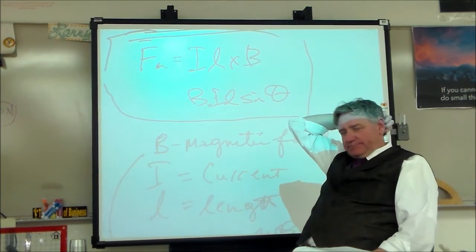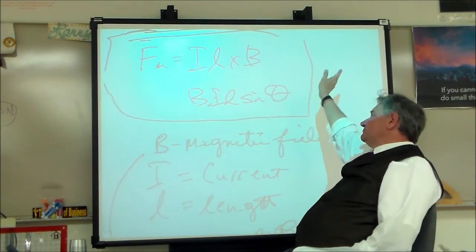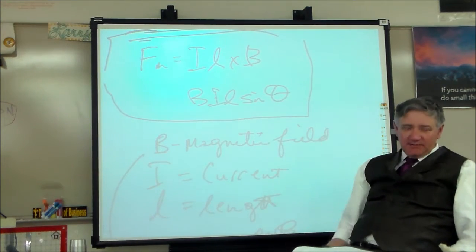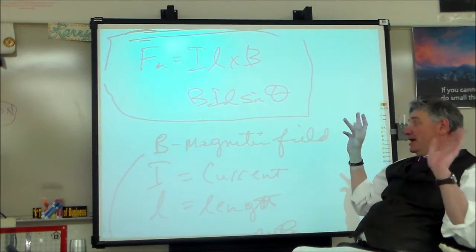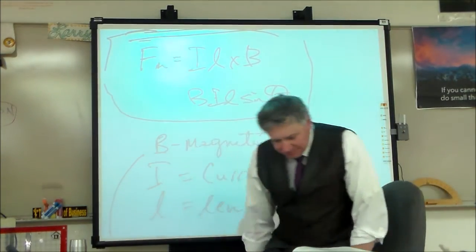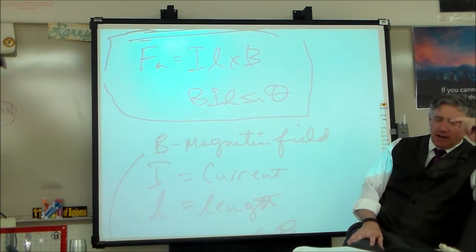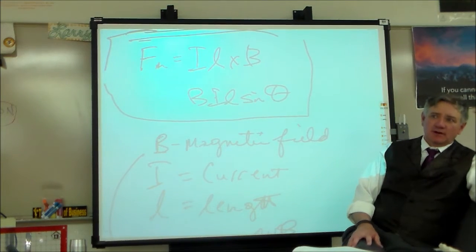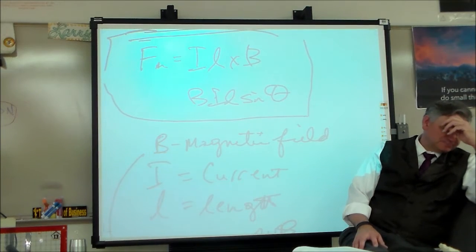One way they write it is like a matrix cross product, IL times B, but usually it's just written as BIL sine theta. Everybody rearranges it into BIL. So what this gives you is the force that's going to act on a wire that is subjected to a magnetic field, which I'll show you in the demonstration in just a second.